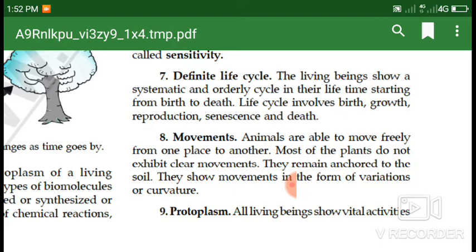Movements. Animals are able to move freely from one place to another, and the animal can move so comfortably because they have specialized locomotory organs, legs.